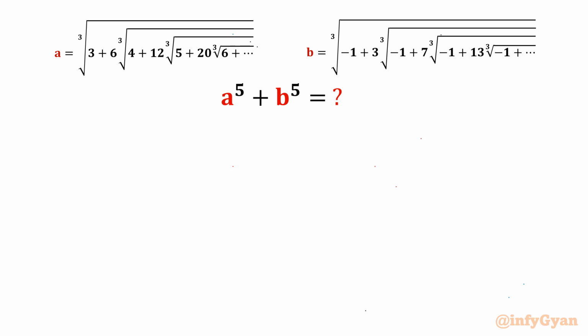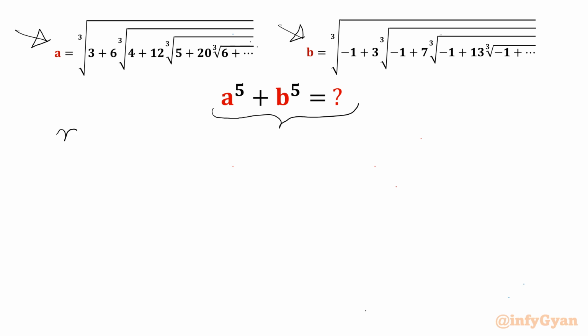In this video, we have another very interesting and very challenging question from radical mathematics. Here we have to evaluate the expression a power 5 plus b power 5, if a is this and b is this. Now I will use a recursion formula to simplify our expressions a and b.